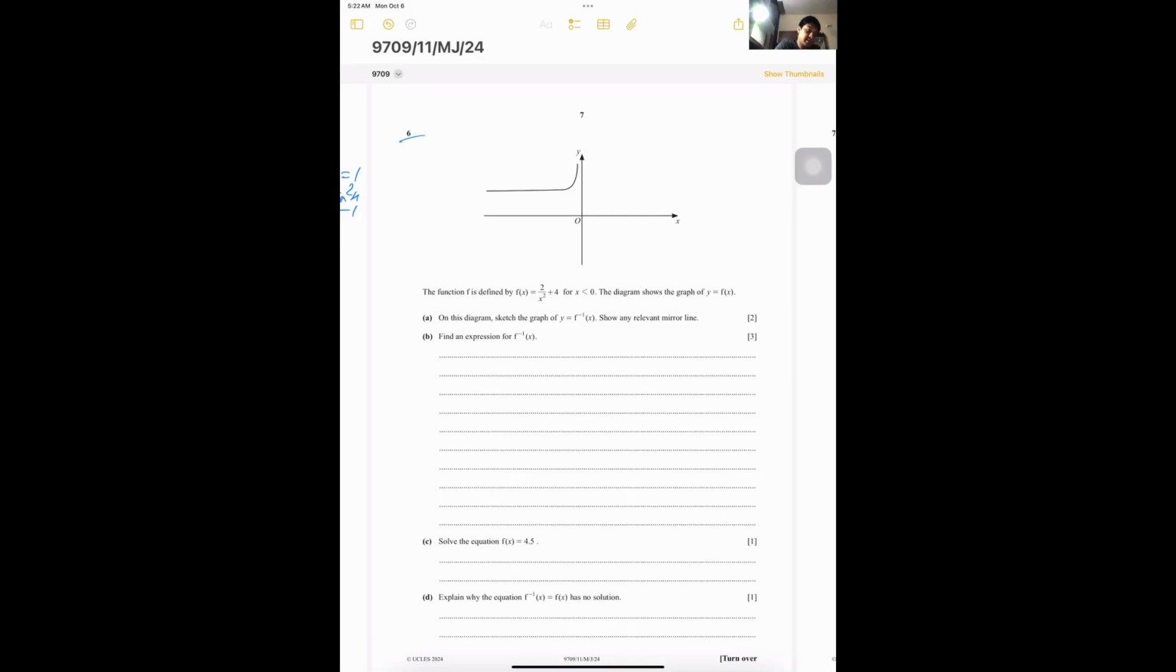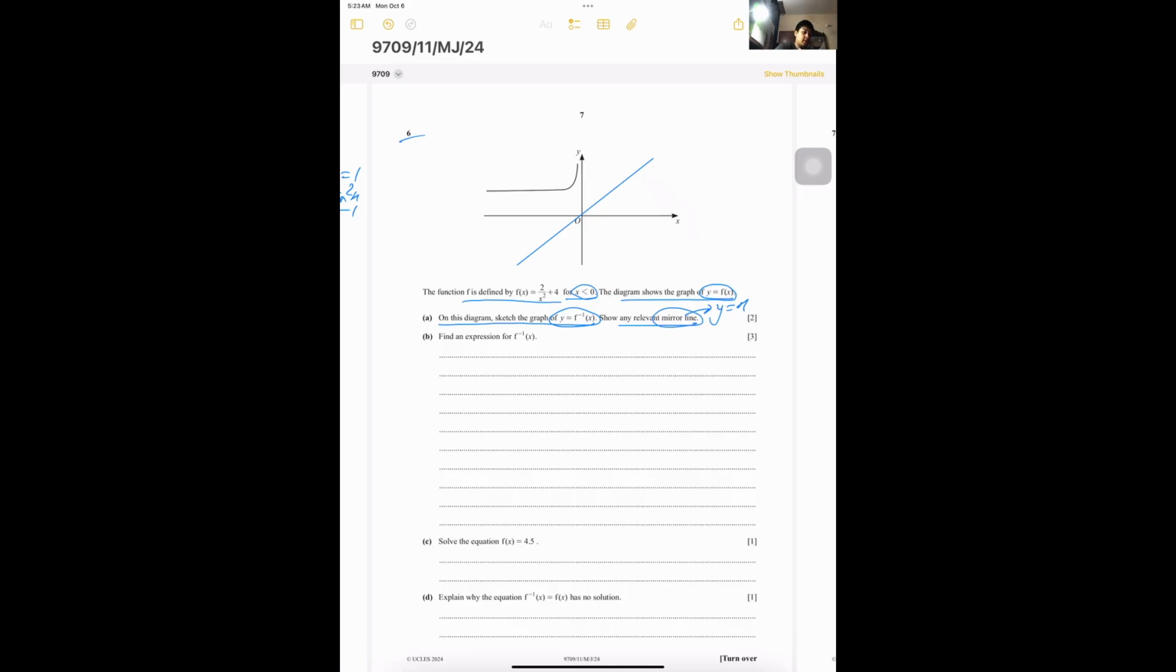Question number 6. The function f is defined as this for x less than 0. The diagram shows the graph of y equal to f(x). On this diagram, sketch the graph of y equal to f inverse x showing the relevant mirror line. So they're asking for the y equal to x line. So let's try to draw something approximate.